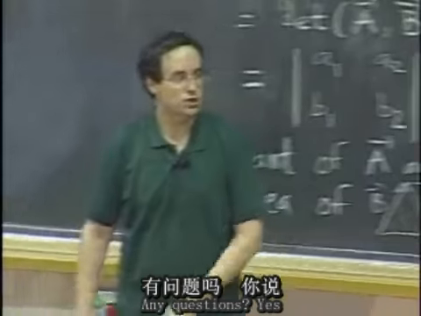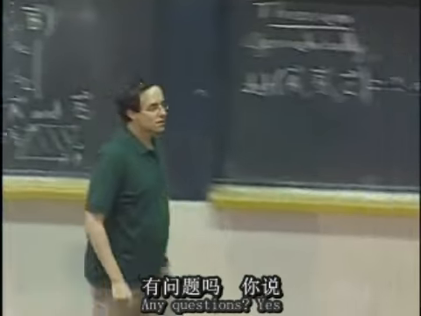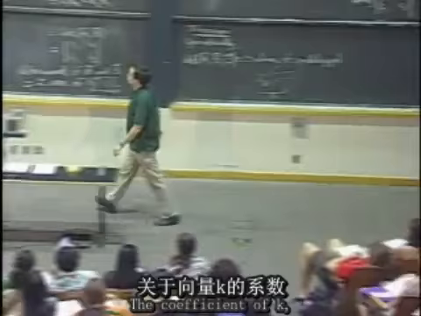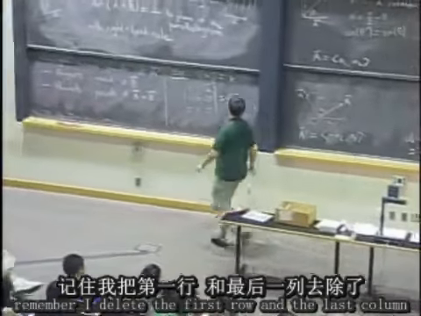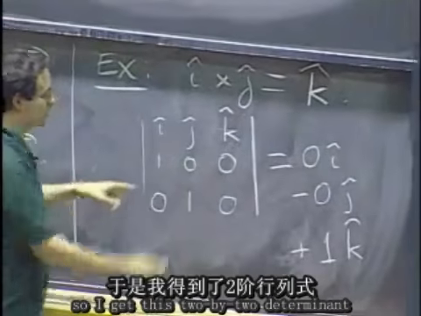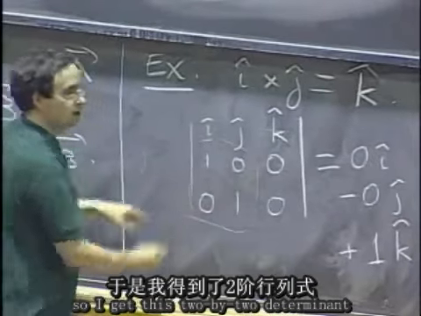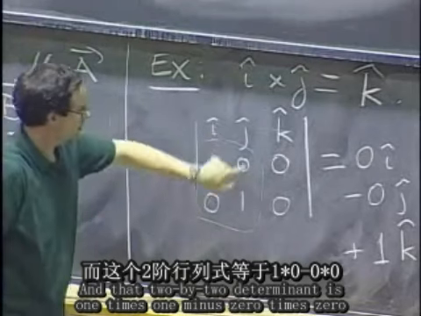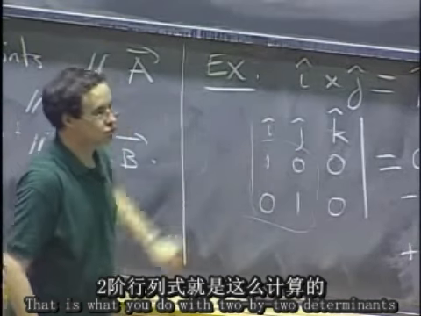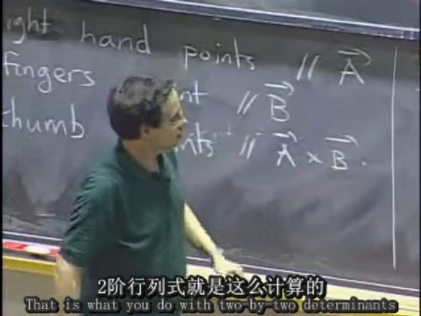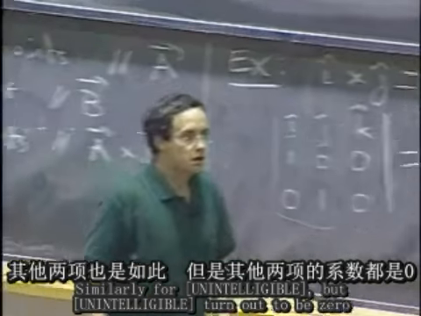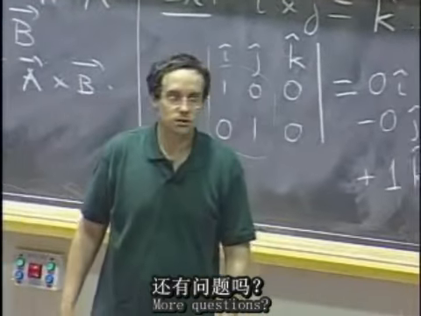Okay, any questions? Yes? Real quick, how did you figure out the 1 times 1 in the last? So the coefficient of K, remember I delete the first row and the last column, so I get this 2 by 2 determinant. Okay, and that 2 by 2 determinant is 1 times 1 minus 0 times 0, so that gives me 1. Okay? That's what you do with 2 by 2 determinants. Similarly for the others, but the others turn out to be 0. More questions?